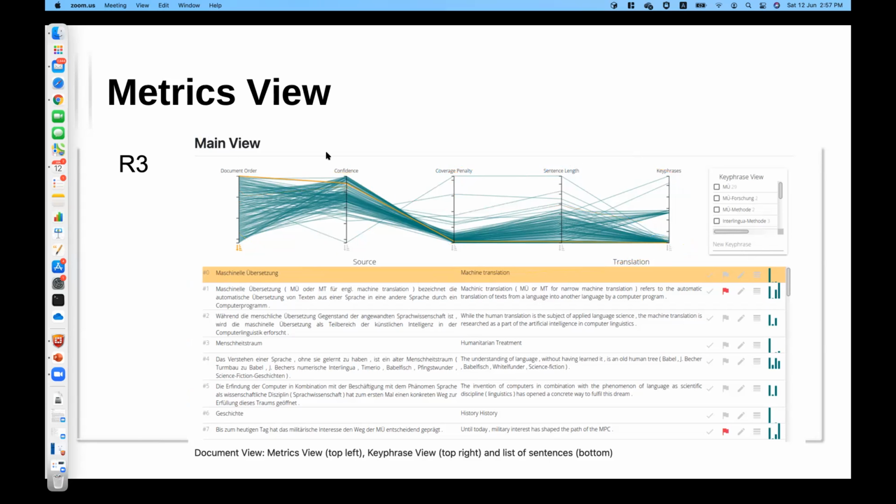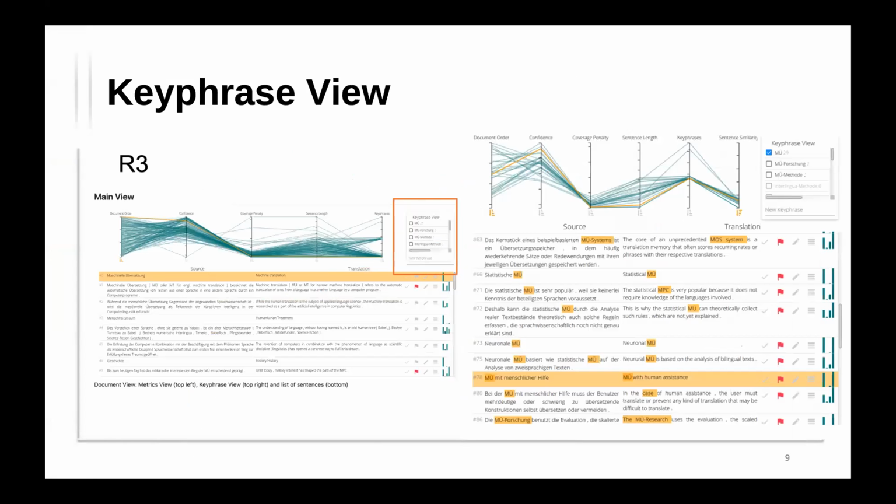So yeah, this is the matrix view. And then we also have another view, the key phrase view. I circled it with the red box. Yeah, this part, and it has some checkboxes. The first key phrase is MU, which in German means machine translation. It appears 29 times in this new document, but it's not in the training data set.